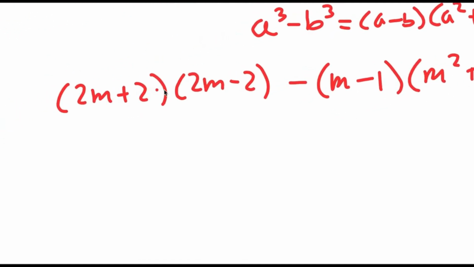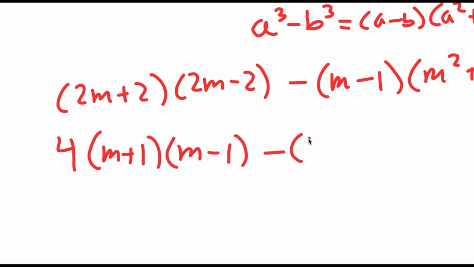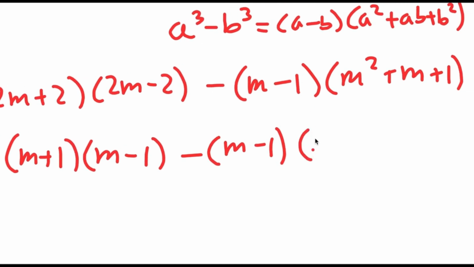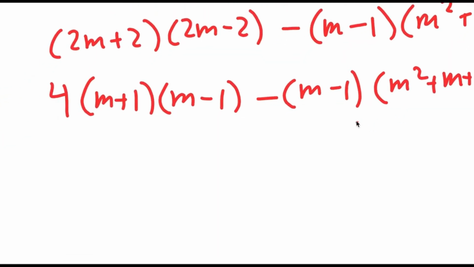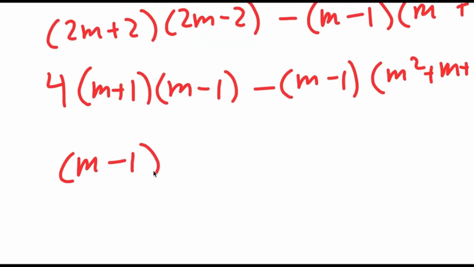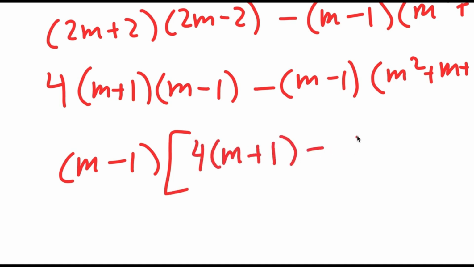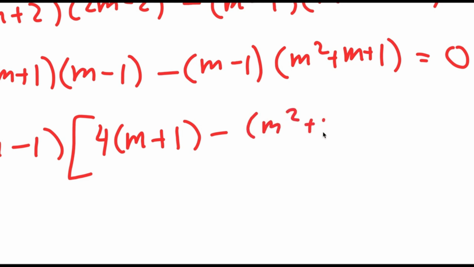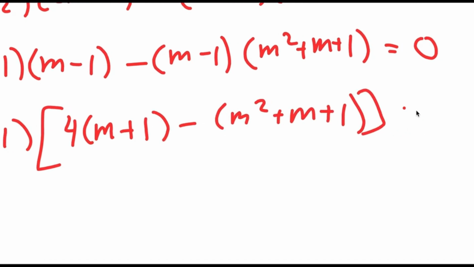Now from here, 2m plus 2 times 2m minus 2, I can factor out 4, so I get 4 times m plus 1 times m minus 1. I have this minus m minus 1 times m squared plus m plus 1 is equal to 0. And now I'm going to factor out m minus 1. So I get m minus 1 times 4 times m plus 1 minus m squared plus m plus 1 is equal to 0.